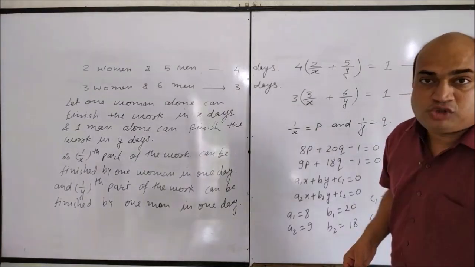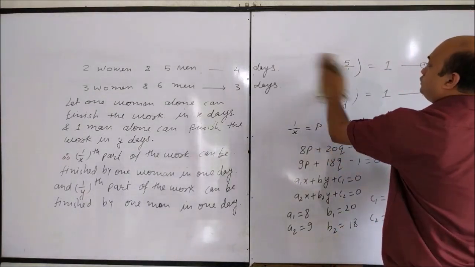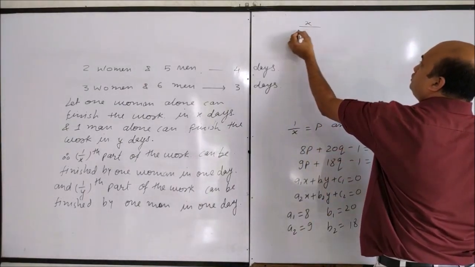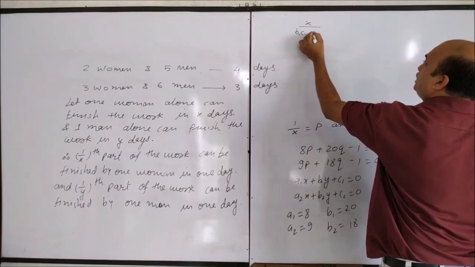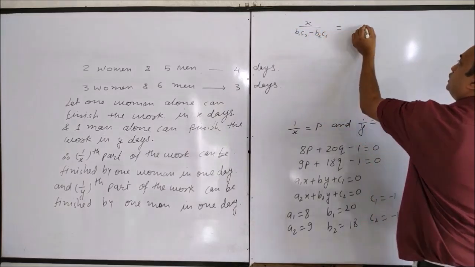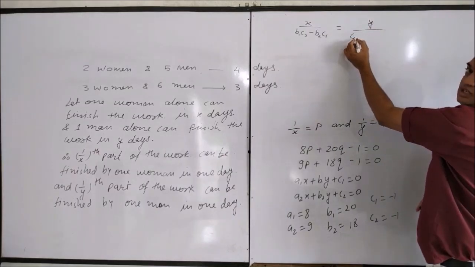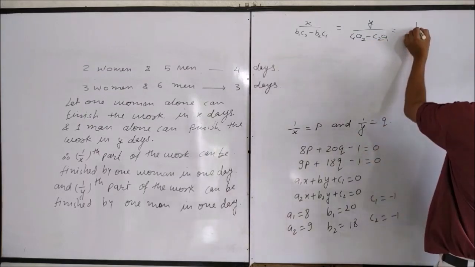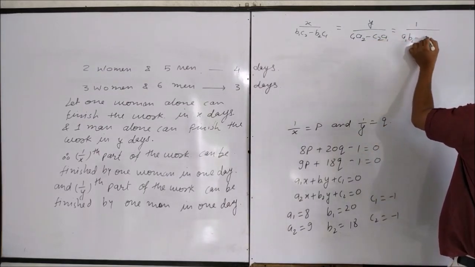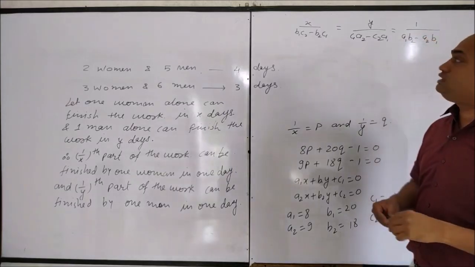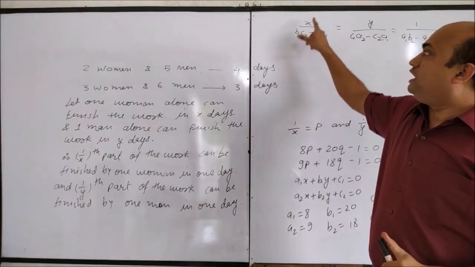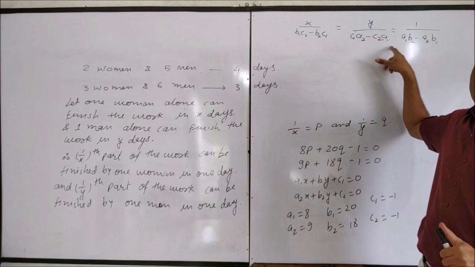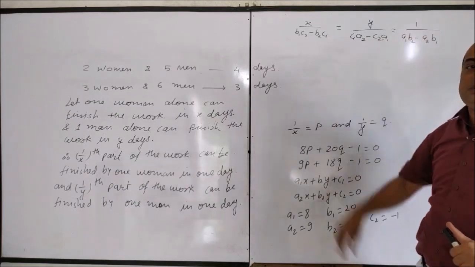Now the formula of cross multiplication method is x upon b1 c2 minus b2 c1 is equal to y upon c1 a2 minus c2 a1 is equal to 1 upon a1 b2 minus a2 b1. This is the formula of cross multiplication method.